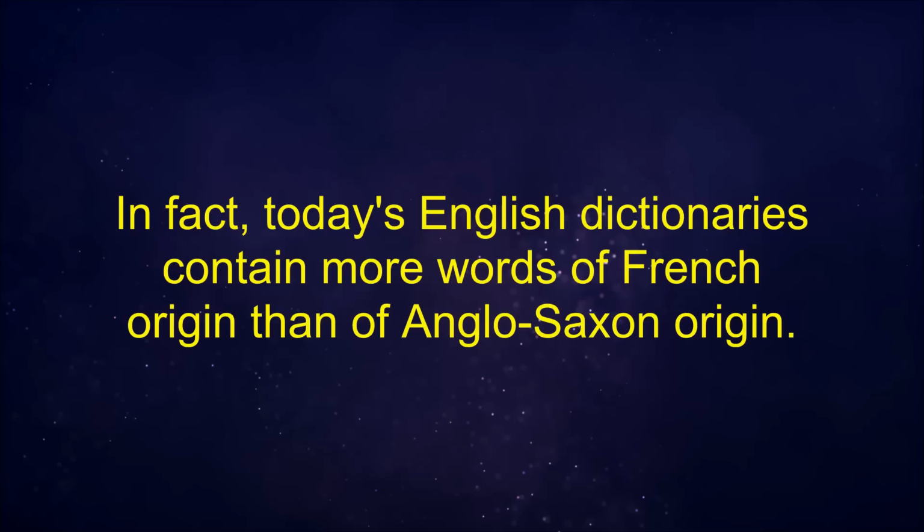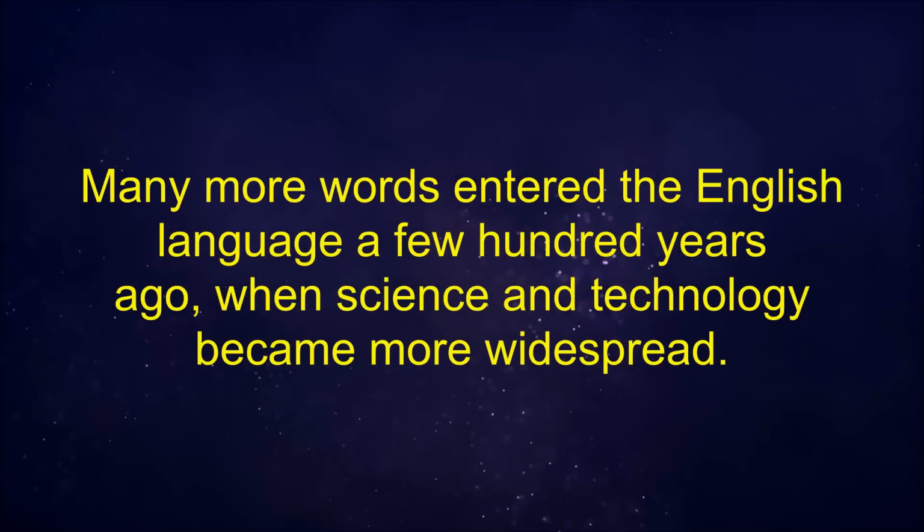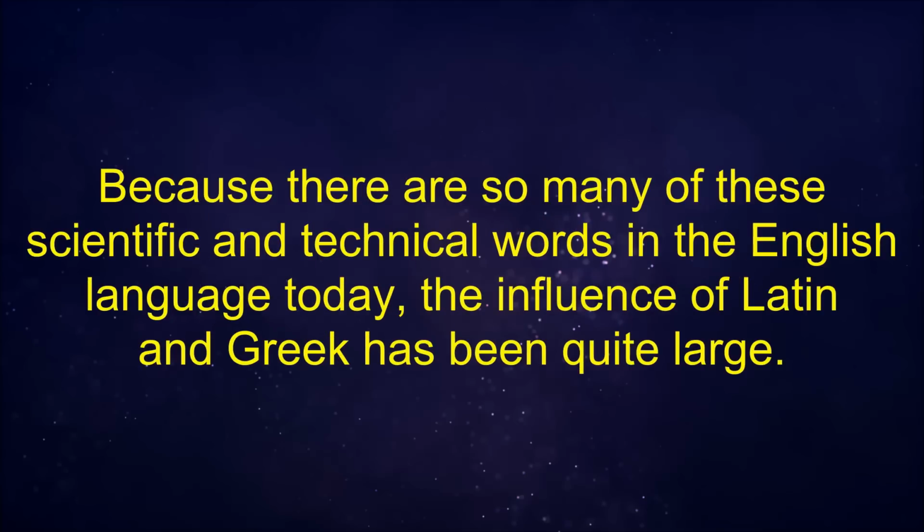English dictionaries contain more words of French origin than of Anglo-Saxon origin. Part of the reason why the English language has so many words is that it often has 2 words for each idea, 1 word of Anglo-Saxon origin and 1 word of French origin. Many more words entered the English language a few hundred years ago when science and technology became more widespread. Most scientific and technical words are derived from words of the ancient languages of Latin and Greek. Because there are so many of these scientific and technical words in the English language today, the influence of Latin and Greek has been quite large.